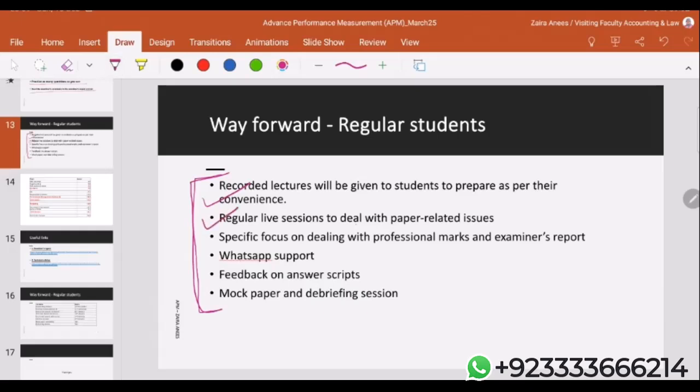There will be regular live sessions with the students. We will be doing some specific part of our live sessions which will cover examiner report and professional marks. WhatsApp support will be there. This is something which I generally ask students to do, but they are quite lazy in that. I ask students to share their answer script so that I can give my feedback to them. The more feedback you get on your answer script, the more you will be able to improve your answer in a proper manner, right?